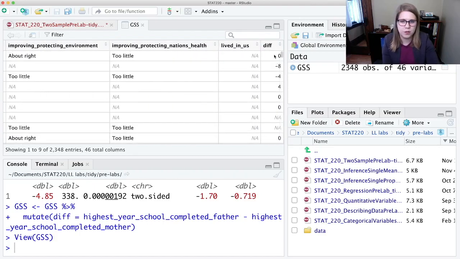So this person, their education between their mother and their father was the same. Here, it looks like their mother had 8 years fewer of schooling, 4 years fewer of schooling, 4 more years of schooling. Just the same, just the same. We've got some NAs, etc.